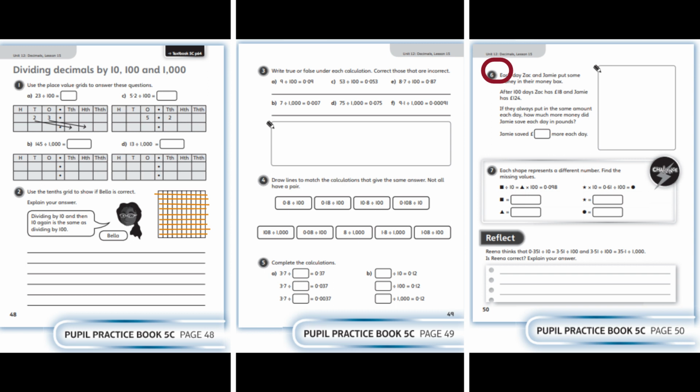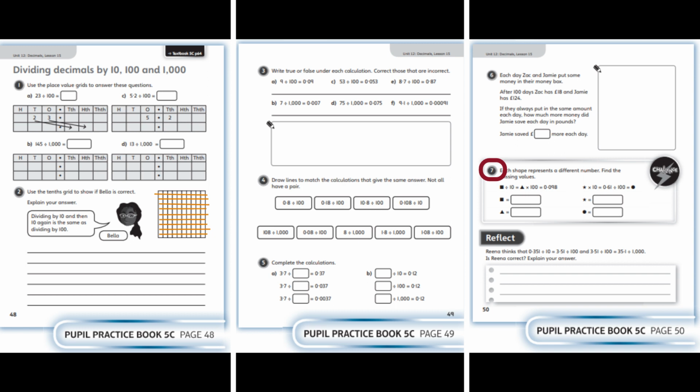It says, each day Zach and Jamie put some money in their money box. After 100 days, Zach has 18 pounds and Jamie has 124 pounds. If they always put in the same amount each day, how much more money did Jamie save each day in pounds? This is a multi-step question because what you have to do is work out how much money Zach put in each day by dividing by 100, and then you'll work out how much money Jamie put in each day by dividing by 100. Then you need to calculate the difference in the amount they put in each day. That will tell you how much more Jamie saved each day than Zach.